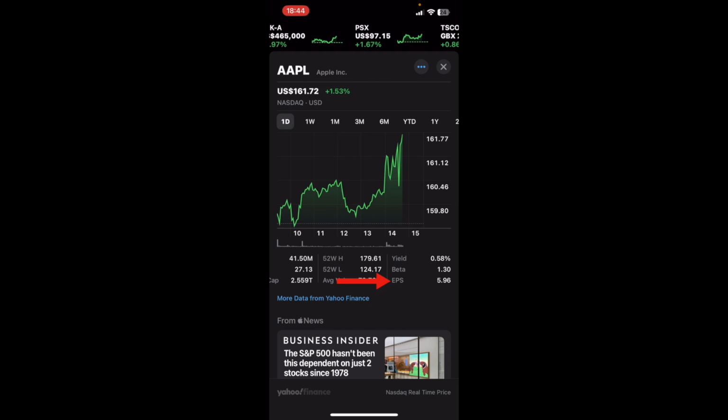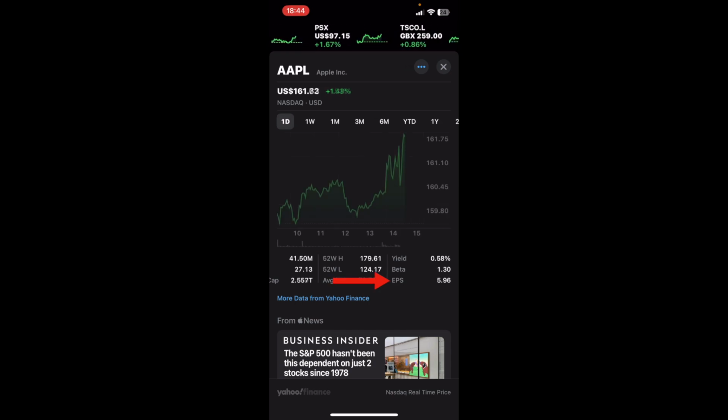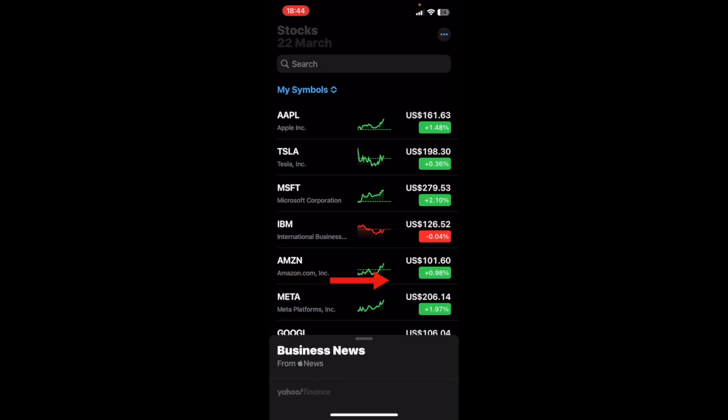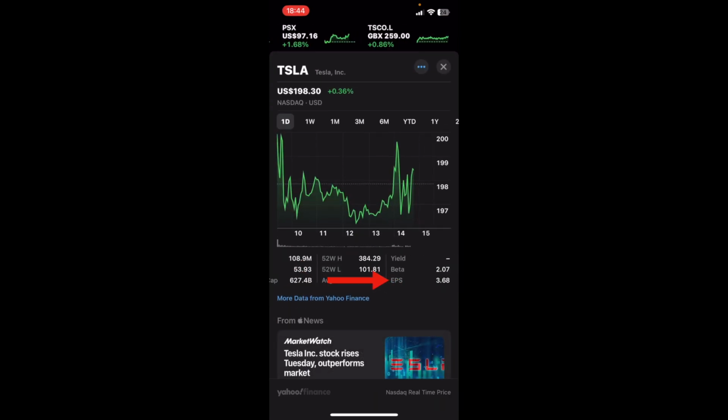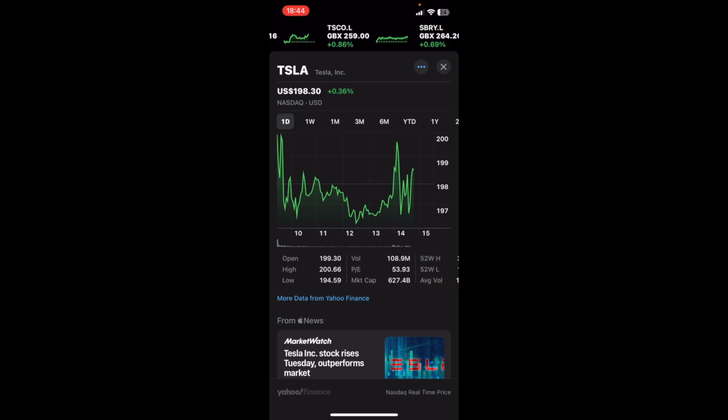EPS, this is earnings per share. So for every share that Apple has, it currently earns $6 per share. If we look at Tesla, let's see what Tesla gives. It's 3.68. But other than that, that's all that detail. And most of the time, a lot of people don't realize that this slides.